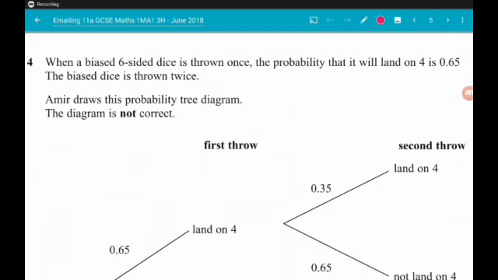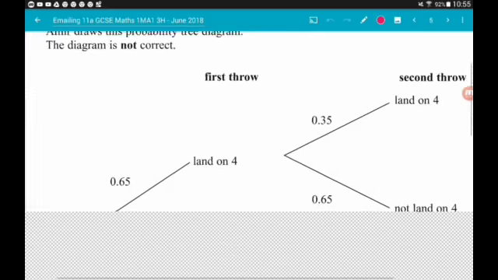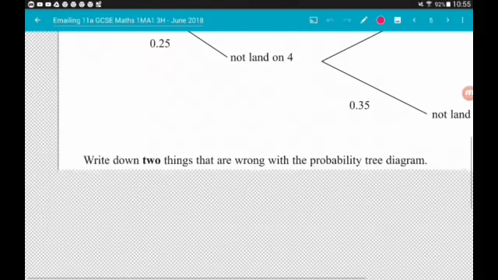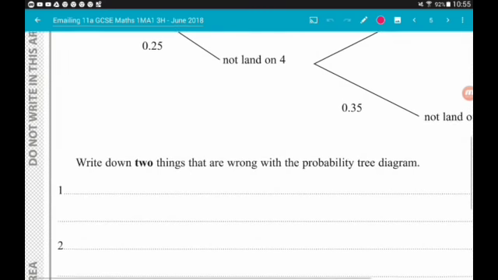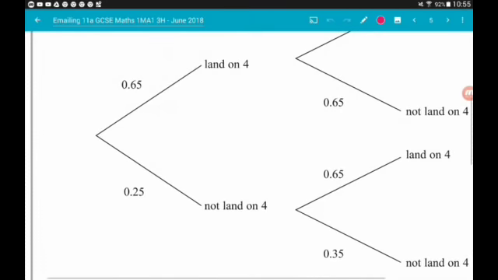4. When a biased dice is thrown once, the probability it lands on a 4 is 0.65. The biased dice is thrown twice. Amir draws this probability tree diagram for the situation. The diagram is not correct, and the question asks us to write down 2 things wrong with the tree diagram. So let's see what we can see.